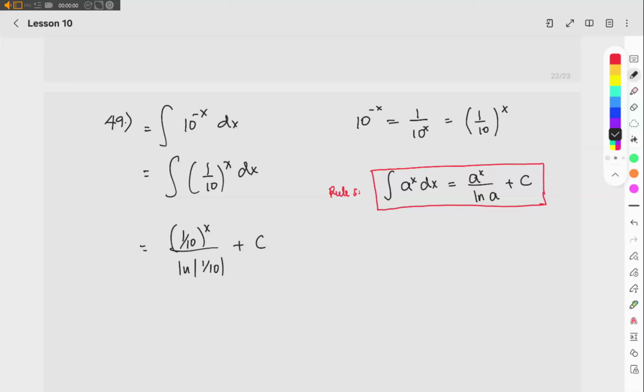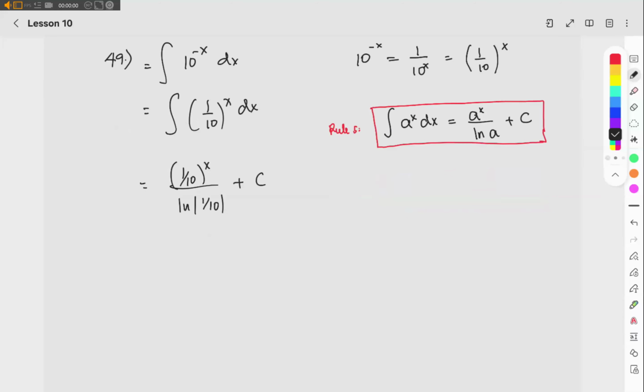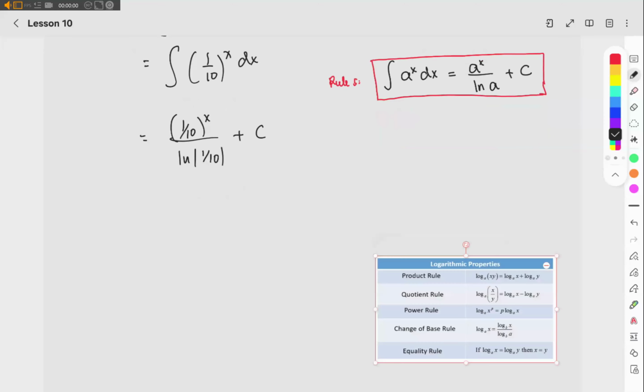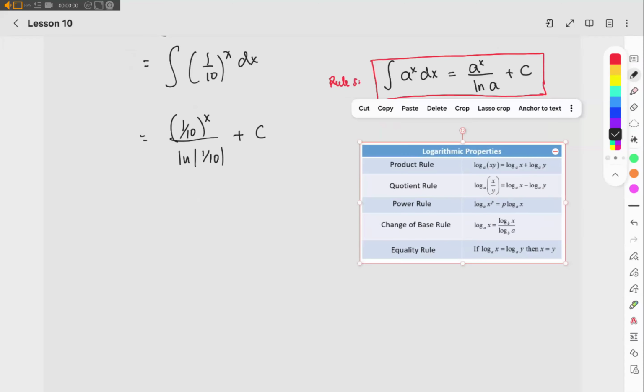Now, but we can apply the logarithmic properties. So shall I? You should have learned the logarithmic properties in pre-calculus. Yeah, you should have learned this. Okay, so we know that this is the logarithmic properties.